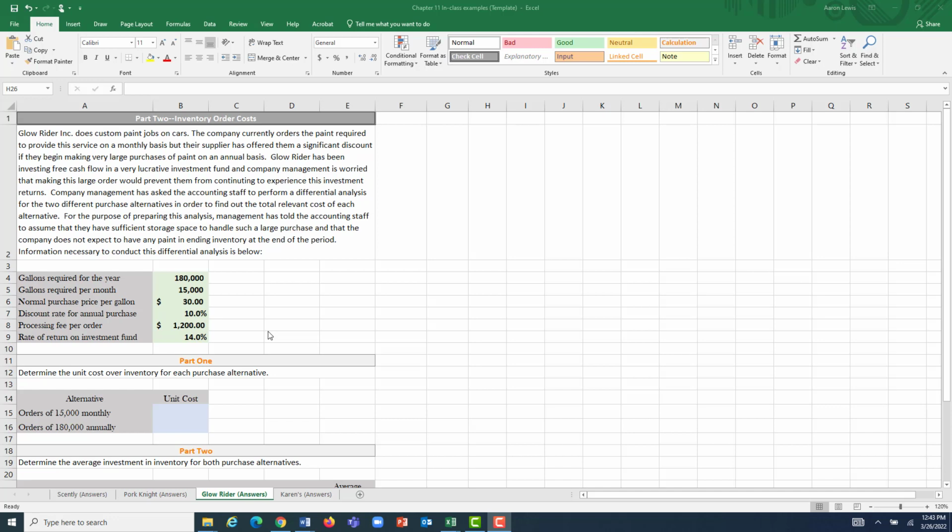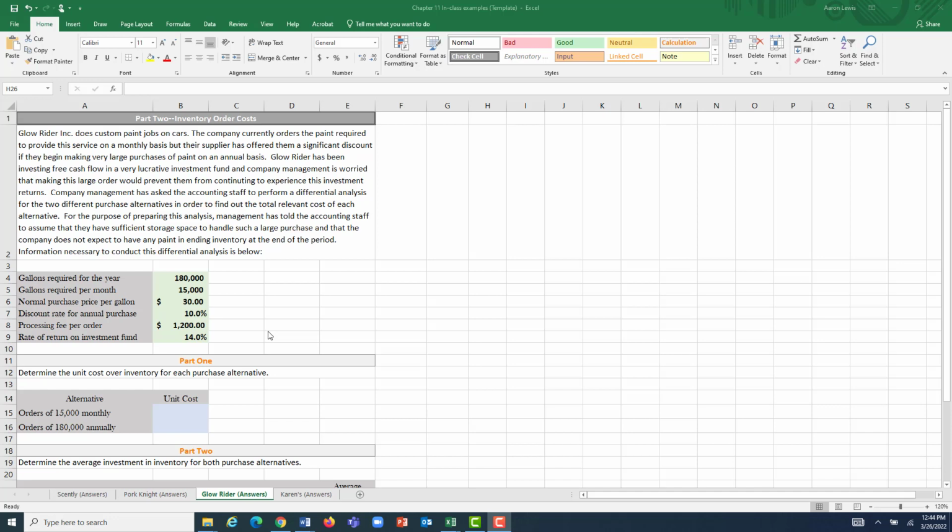But let's start by looking at our information, and then after that determining what the unit cost would be for our two different alternatives: ordering 15,000 gallons of paint monthly or ordering 180,000 gallons of paint on an annual basis. Well, we think for the year we're going to be required to buy 180,000 gallons of paint. And that means if you divide that out by 12, each month we're going to need 15,000 gallons of paint to provide our monthly services.